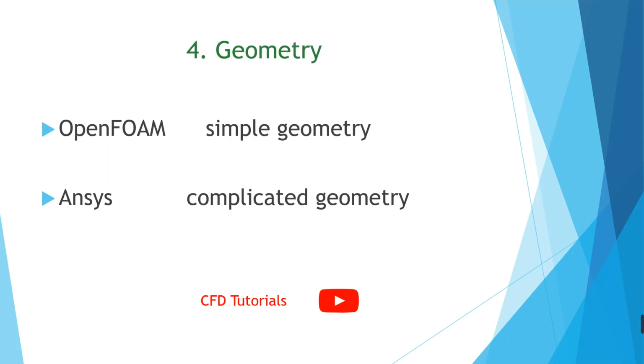The fourth difference is about geometry, how you can make your geometry. In OpenFOAM, there is a file, blockMesh. In that file, you can make just some simple and rectangular geometries. You can make some other geometries, but it's mostly about simple geometries. I know, circle, rectangular. But if you want some a bit difficult and complicated geometries, you have to use some other softwares.